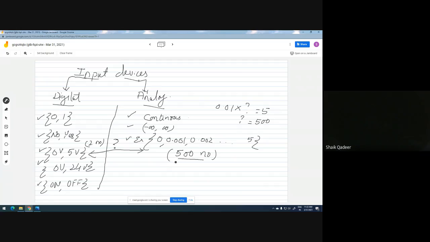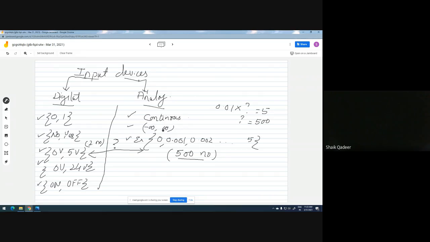You see, in this particular case, it is looking to be 500. We can call the increment value the resolution. As the resolution value goes down, the number of representations also goes up accordingly. Hope you are able to understand me. This is a very, very important concept. At least for an instrumentation engineer, understanding of the data output coming from digital input device and analog input device is very, very necessary.